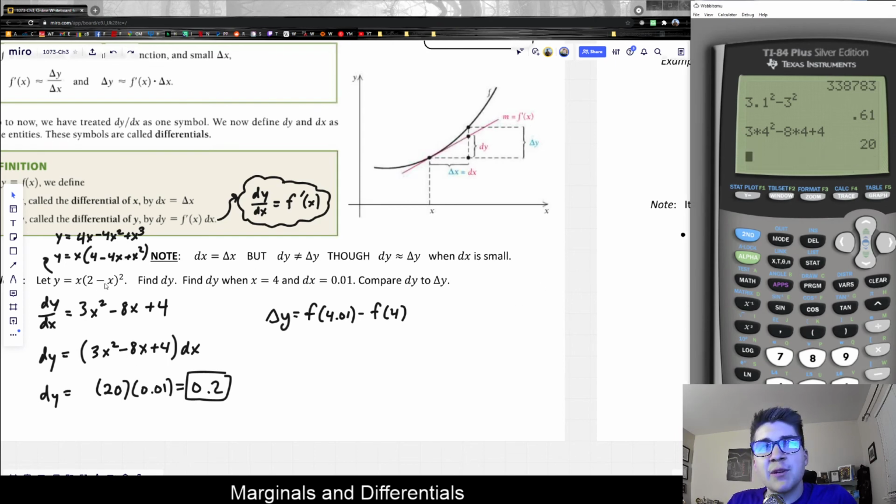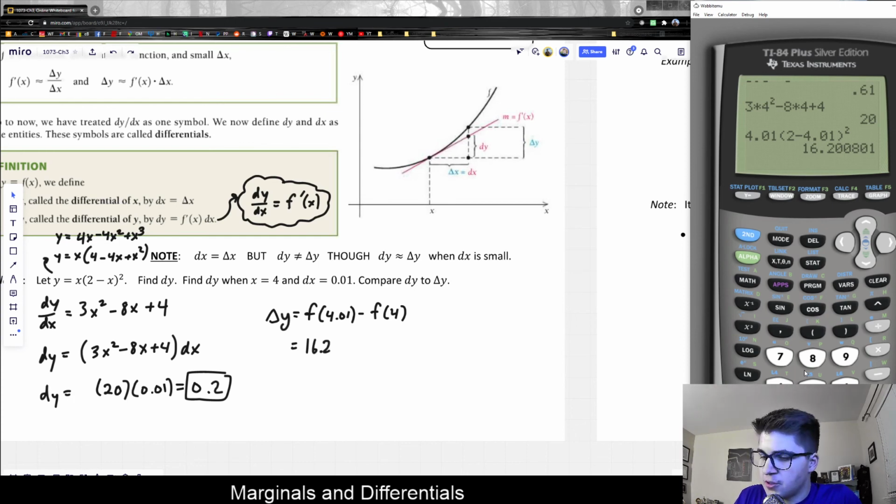I need to use the original function here because this is not f prime, whereas the earlier one was because I had to differentiate in order to get dy and dx. This doesn't involve derivatives at all. It's again like tangent line versus secant line, the whole comparison yet again. So this would be 4.01 times 2 minus 4.01 squared, and this would be f of 4.01, which would be 16.02.